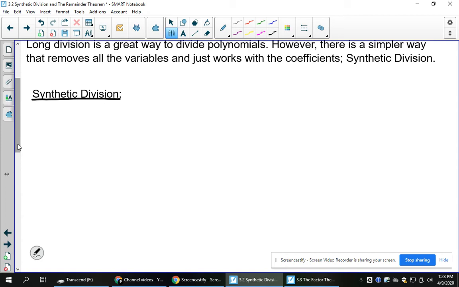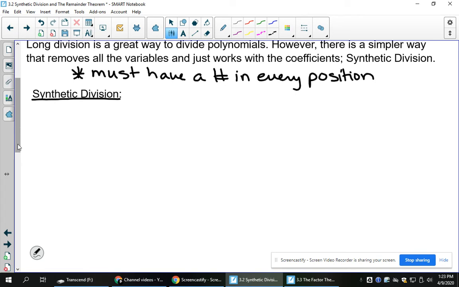The thing you have to remember with synthetic division is you must have a number in every position. So that means if you have a polynomial like x cubed plus x squared plus 5, you are missing an x term. So you'd have to put a place of 0 in there. I'll show you an example of this later.